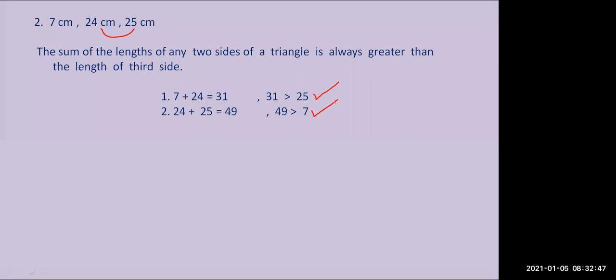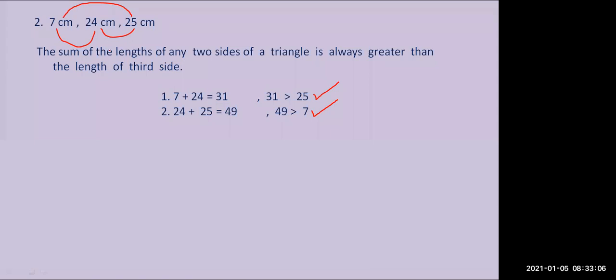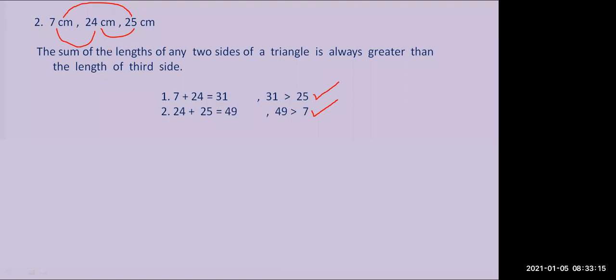49 is greater than 7. It also goes with the property because the answer should be greater than the third side. So 49 is greater than 7. Now which two sides are remaining? 7 and 25. Now what is 7 plus 25? 32. Very good. And is 32 greater than which number?